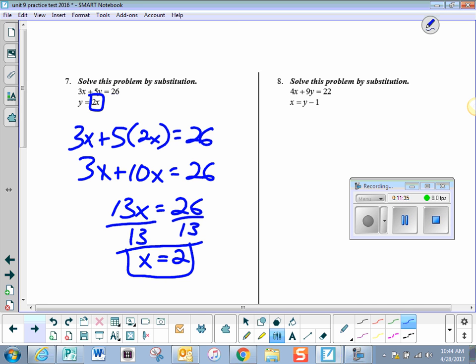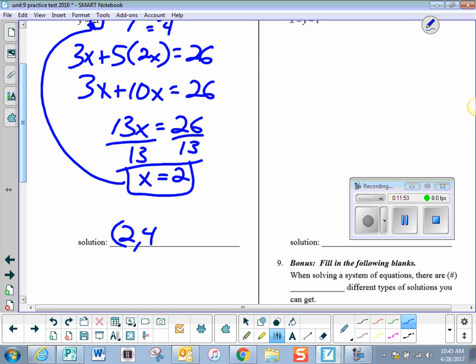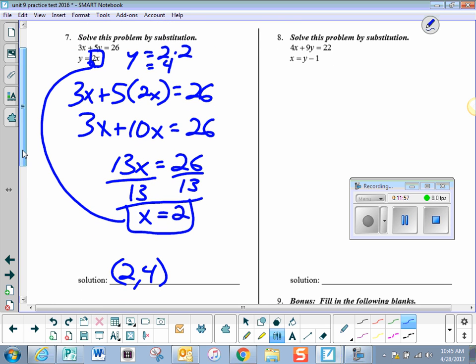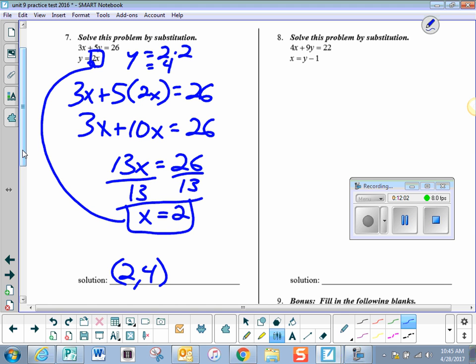That's the answer? Well, that's half the answer. Every answer is an ordered pair. Yeah, I know. Okay, when I plug in 2 for x, I get y equals 2 times 2, which is 4. So the answer is 2, 4. Okay? So you go get x. So you go 2 times 2. Oh, okay, that makes sense. Plug it in. You do 2 times 2.